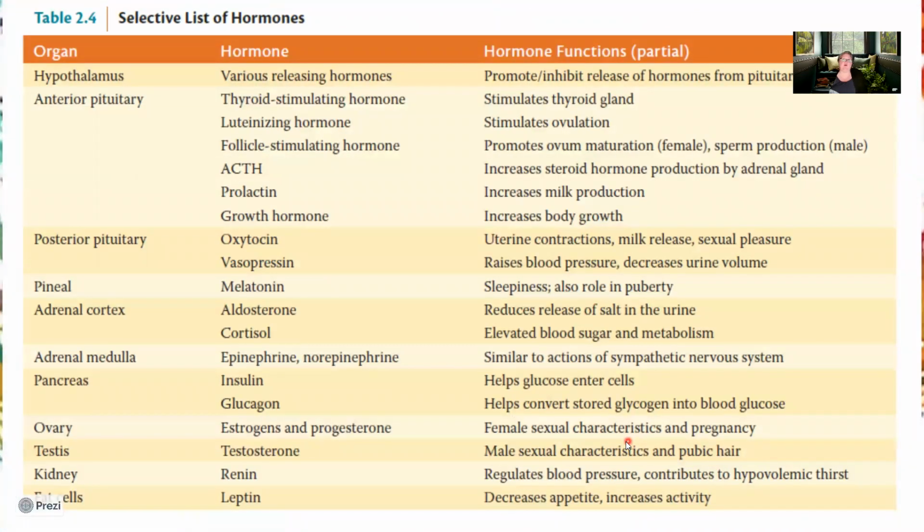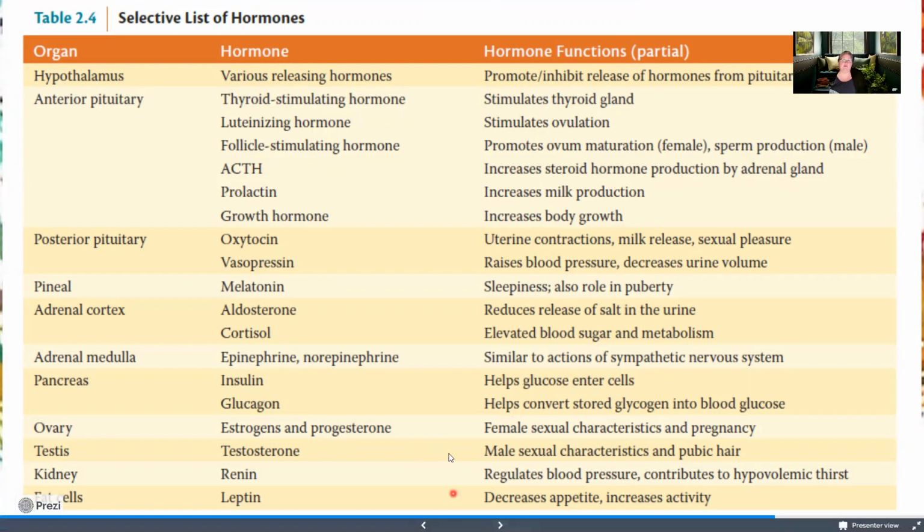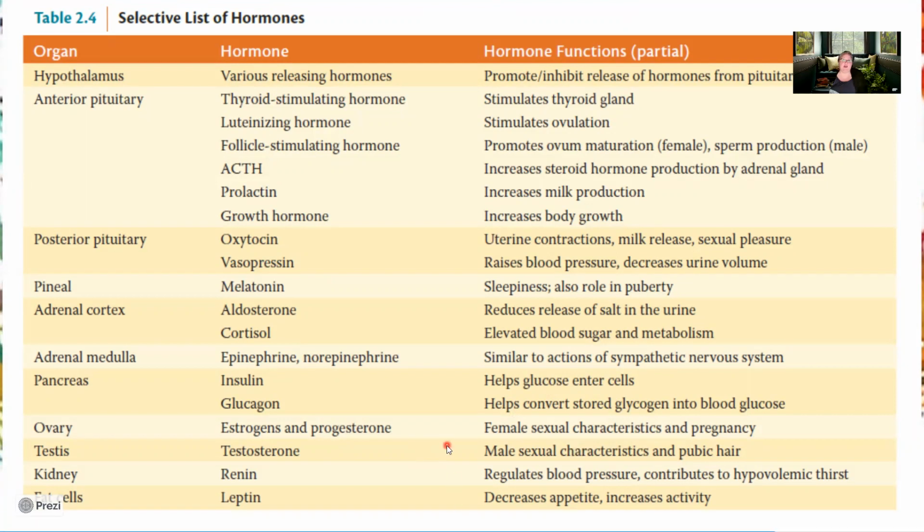Okay, so here's a really great table, table 2.4 in chapter 2 of our book. It talks about each organ that is associated with hormones, which hormones they are associated with, and what those hormone functions do in part. So it's a brief snapshot of what hormones are involved with which organs, and it can really be helpful to reference back to this. Know that this is a really great table to be aware of the different hormones that are related to our functioning.